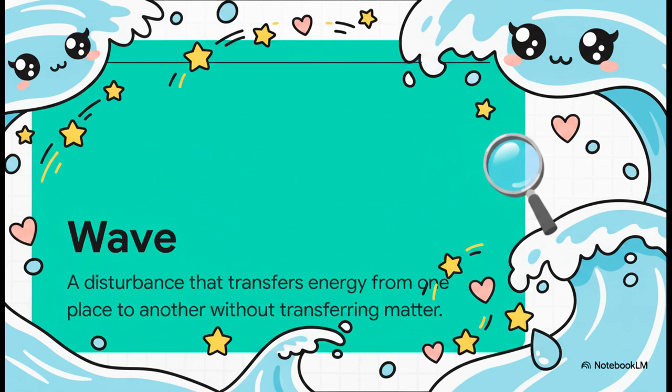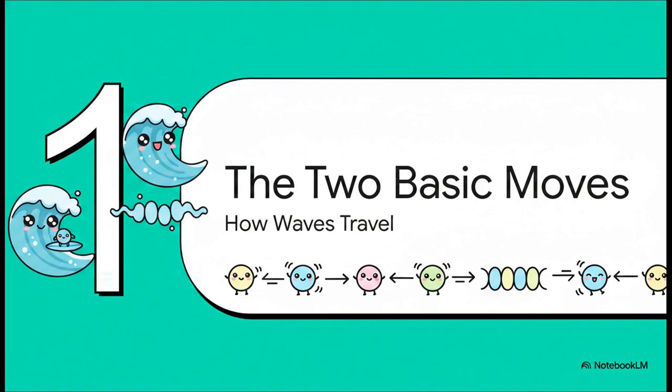I mean, really think about that. When you see a wave moving across a pond, the water itself isn't traveling across the pond. Nope, the water molecules are pretty much just bobbing up and down in the same spot. It's the energy that's taking the trip. So the big question is, how does this energy actually travel?